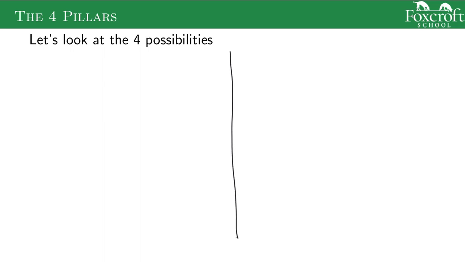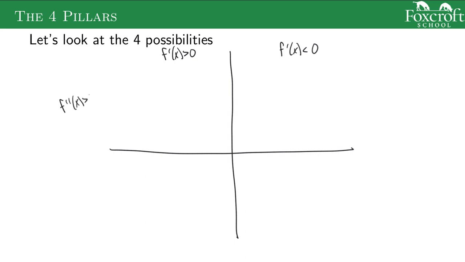If I make a little table, there's two possibilities for my derivative. My derivative can be positive or my derivative can be negative. Same thing for my second derivative. My second derivative can be positive or my second derivative can be negative. And you can see this creates four possibilities because there's two possibilities for each. What is my graph going to look like in these situations?